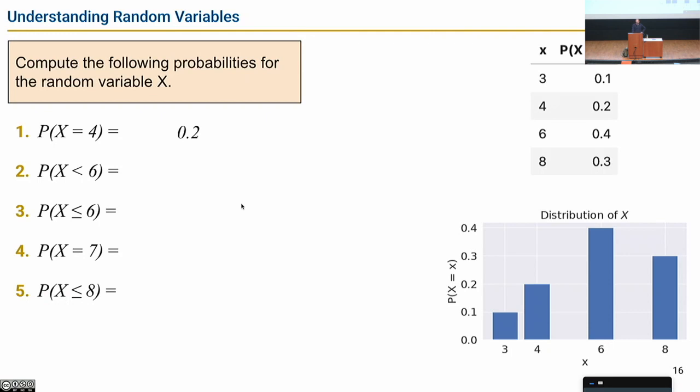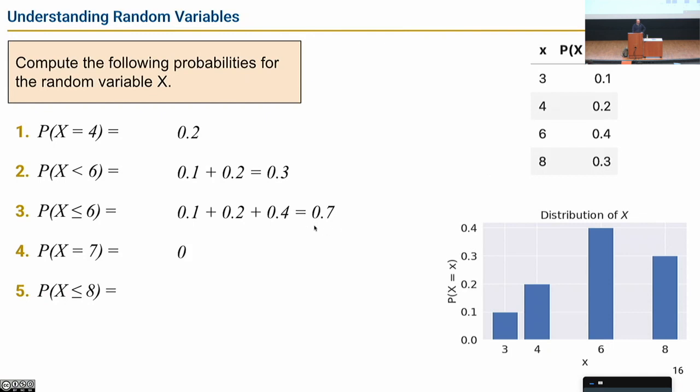But these are great exam questions, so it should be easy to answer these. Probably x is less than 6. Doesn't include 6, but it's the area under the curve to the left, so it's the area of this bar plus this bar, so 0.1 plus 0.2. 0.3. Probably that x is less than or equal to 6 includes the area of this bar, right? So it's 0.1, 0.2, plus the 6 bar is 0.5. Or sorry, 0.4. So 0.7.